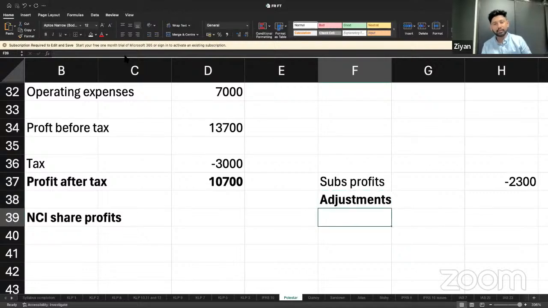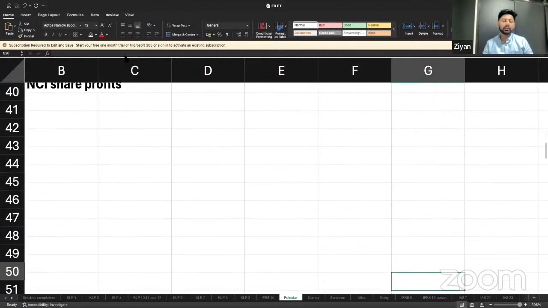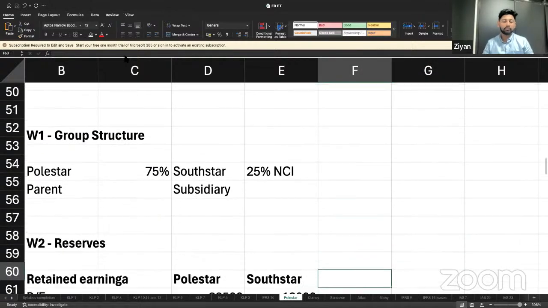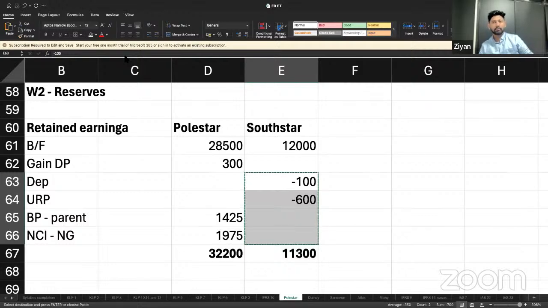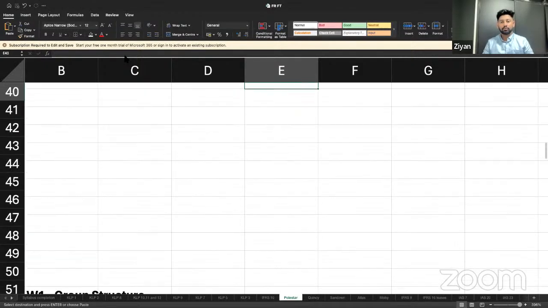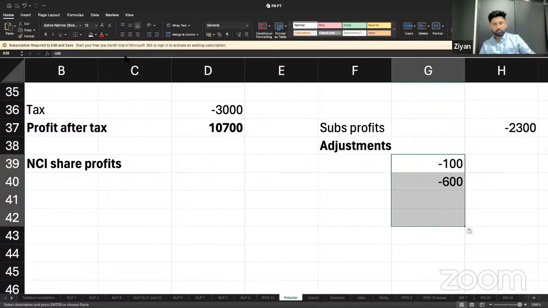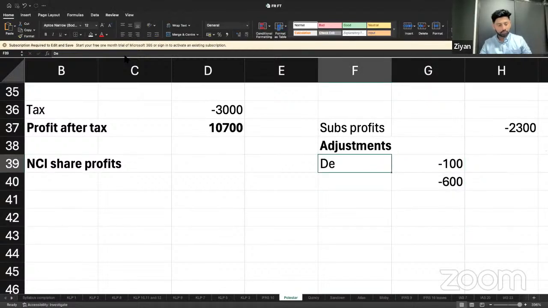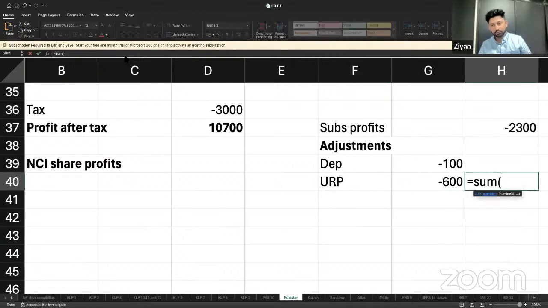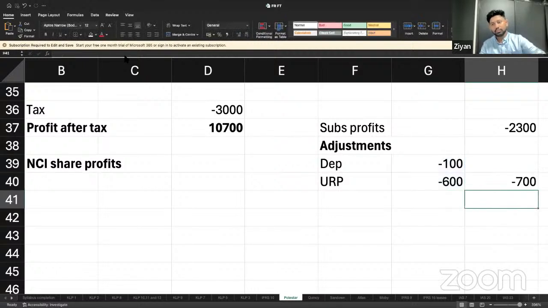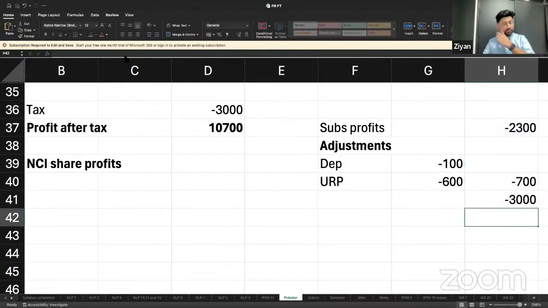Adjustments. What are the adjustments that we made? All the adjustments for the subsidiary that you made here will have an impact. Depreciation, URP. So depreciation and then URP. All those adjustments are allowed for the subsidiary. So equals sum minus 700. Therefore, total is 3,000.